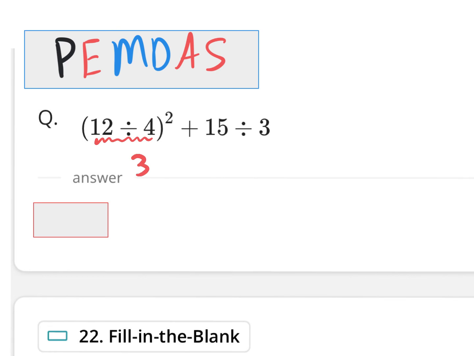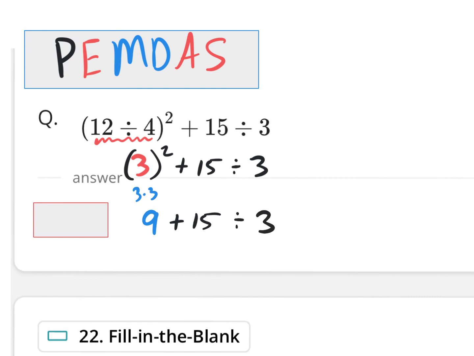So the smart thing to do is to get that answer and then rewrite everything. Bring down everything exactly the way it is. We've done P for parentheses. Now we move on to E, exponents, and we do have an exponent of 2. So the base is 3, the exponent's 2. That's really saying 3 to the second power, which is really saying 3 times 3. The base times itself 2 times. So 3 times 3 is 9, okay? So let me bring down everything else, the plus 15 and the divided by 3.